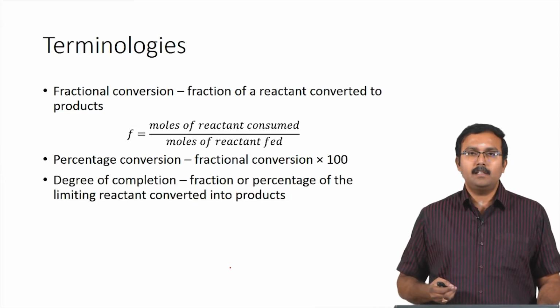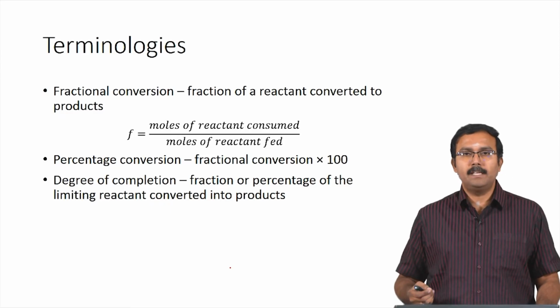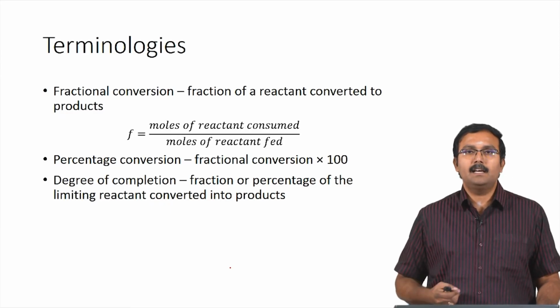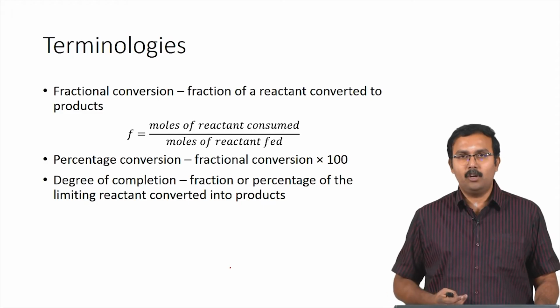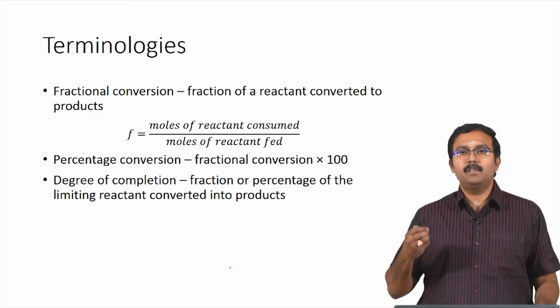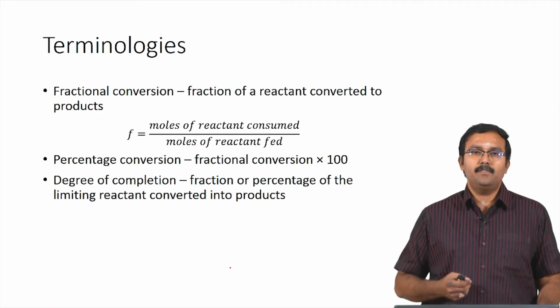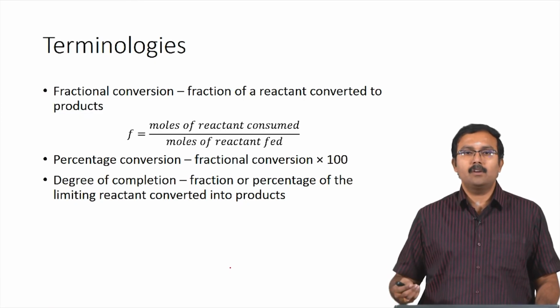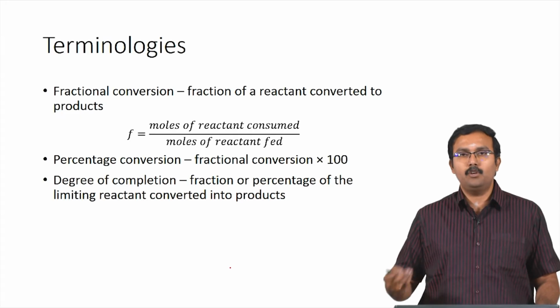There is also another terminology called degree of completion, which helps us understand to what extent the reaction has gone to completion. So, this is defined usually in terms of the limiting reactant. It is defined as the fraction or percentage of the limiting reactant which is converted to products.